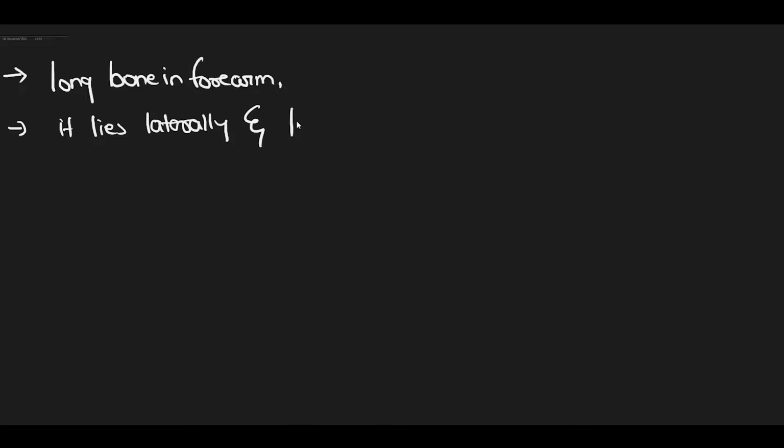Okay, let's write in your notes. It is the long bone in the forearm. And the second point is that it lies laterally and parallel to the bone ulna. Okay guys, as we discussed, it is the long bone in the forearm and it lies laterally and parallel to the ulna. Okay, actually the bone radius is itself divided into three parts.